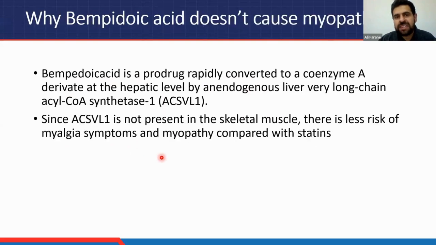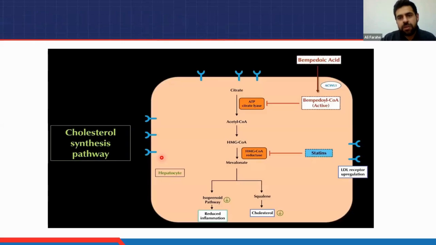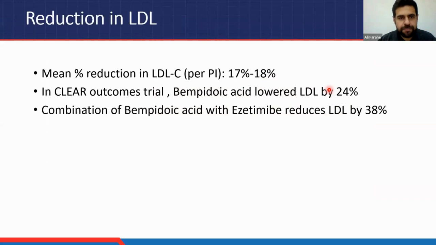So why does bempedoic acid not cause myopathy? Bempedoic acid is a prodrug. It is converted by the acyl-CoA synthetase enzyme into an active compound, and this compound then inhibits ATP citrate lyase. Obviously, this step is upstream of HMG-CoA reductase. The effect will be that less cholesterol will be formed. This acyl-CoA synthetase enzyme is not present inside the muscles. So bempedoic acid is not activated inside the muscles, and myopathy doesn't occur.